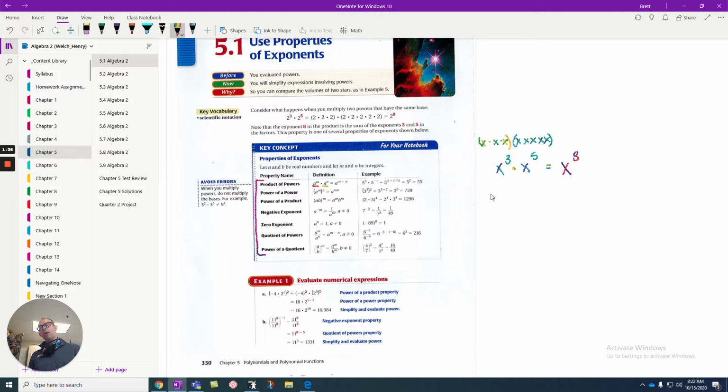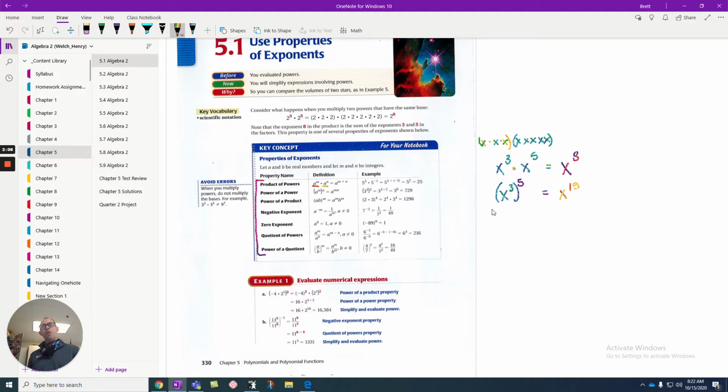The second property, which gets confused with the product of powers a lot, is the power of a power, which is to say if we had x to the third raised to the fifth, that would come out as x to the 15th. Now there's a couple of ways to remember this. One is the fact that the exponents are separated by a parenthesis. That should imply to our brains there's some sort of multiplication to be done. And so 5 times 3 is our 15.